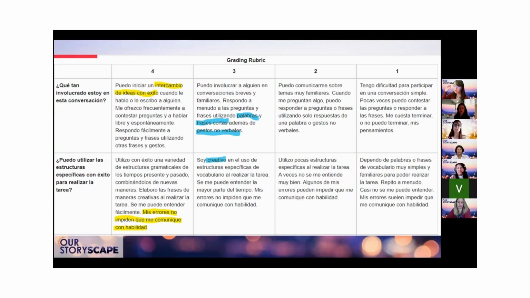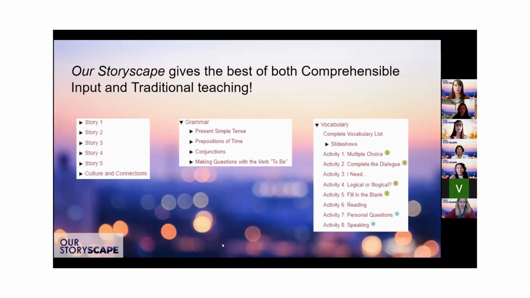So that's kind of a mind shift that you have to make. Like, yes, errors are okay. What we're looking for here is communication. Can the students communicate their ideas by taking the language and making it their own?